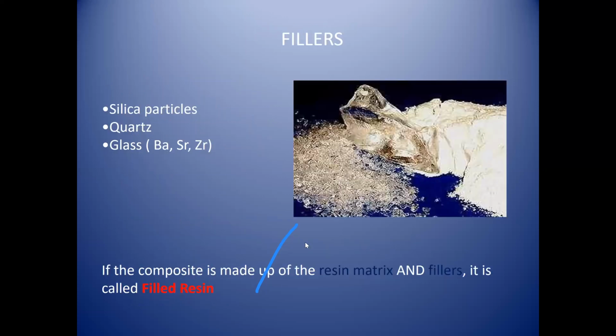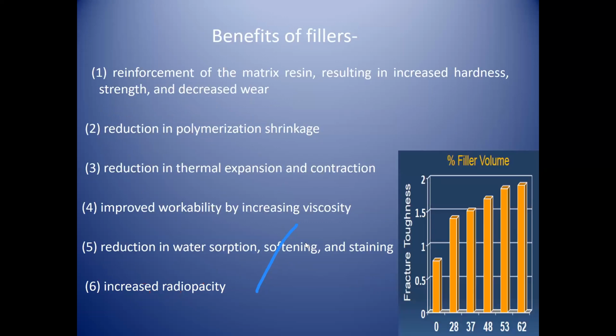Fillers are basically silica particles, quartz, glass, etc. If the composite is made up of resin matrix and fillers, it is called filled resin. We have unfilled resins as well. Our bonding agent is an example of an unfilled resin because it just contains the resin part. It helps in bonding, so the filler particle is not necessary in it. Benefits of filler: it reinforces the matrix resin, resulting in increased hardness, strength, and decreased wear. Reduction in polymerization shrinkage, reduction in thermal expansion and contraction. It improves workability by increasing the viscosity, reduction in water absorption, softening and staining, and increased radiopacity.